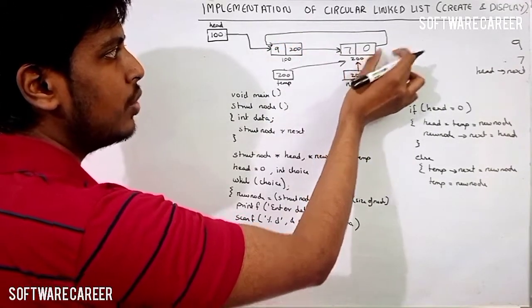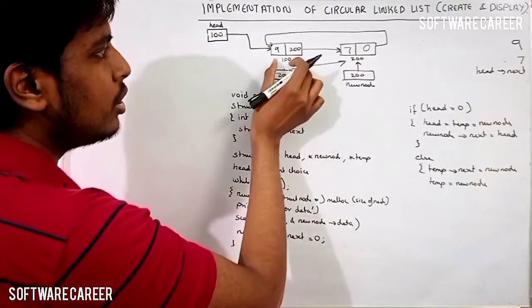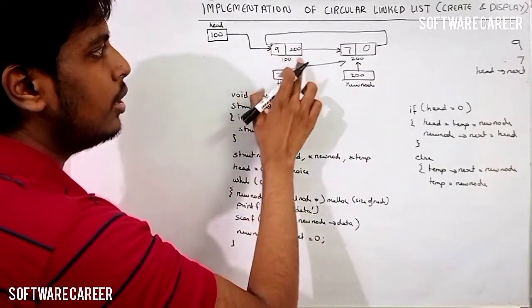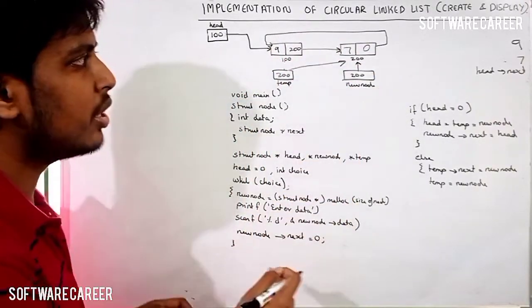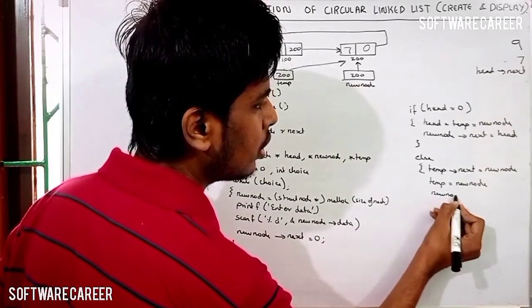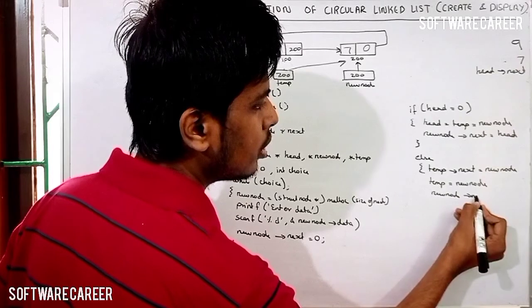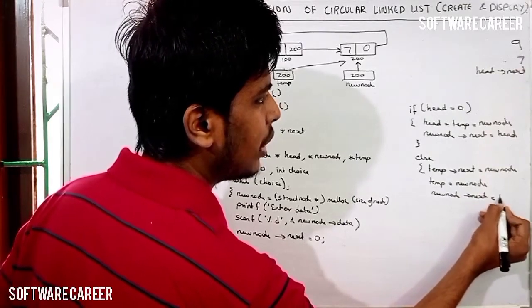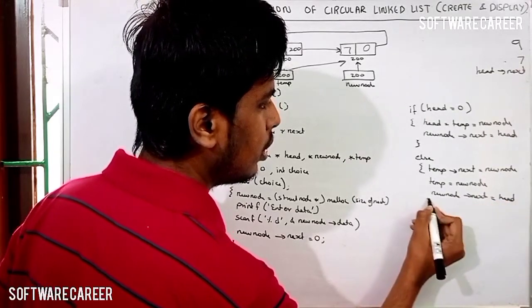This pointer should point towards the first node. So what is the address of the first node? 100. 100 should be stored over here. How can I store it? See here, new node next equals to head. This is the step.